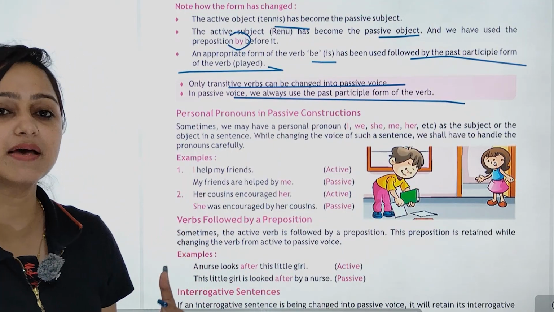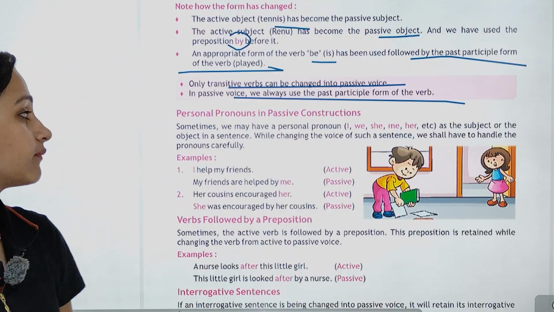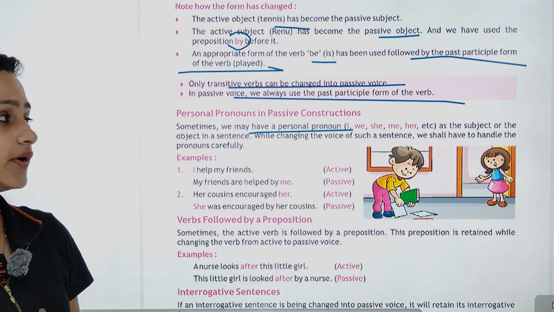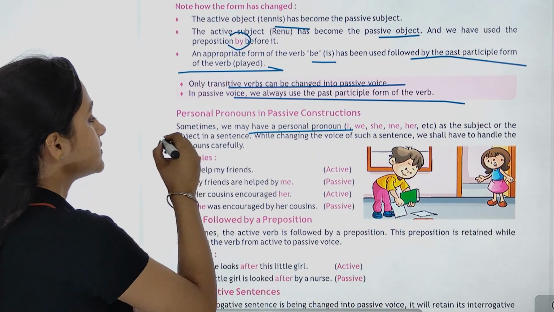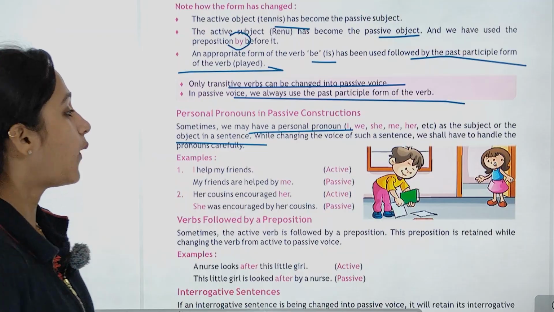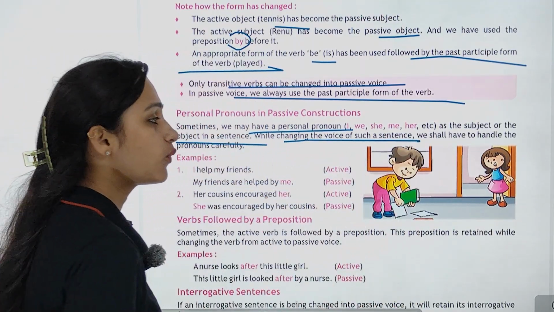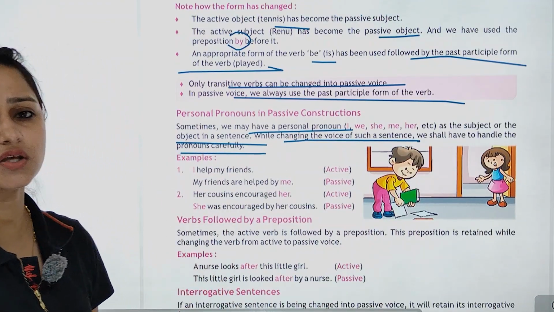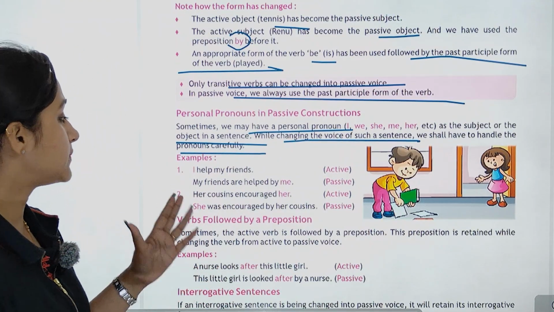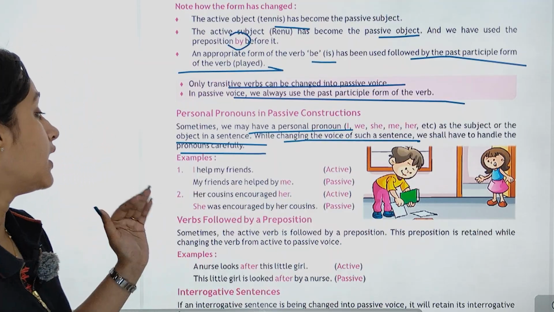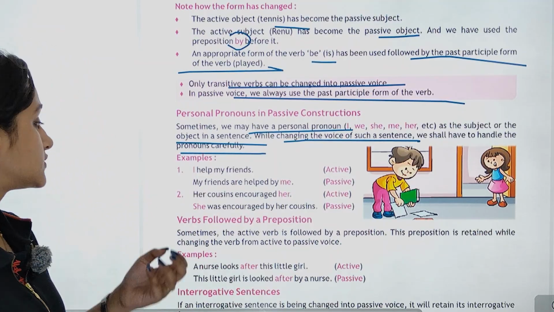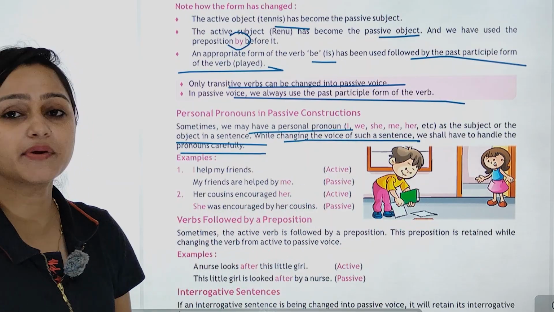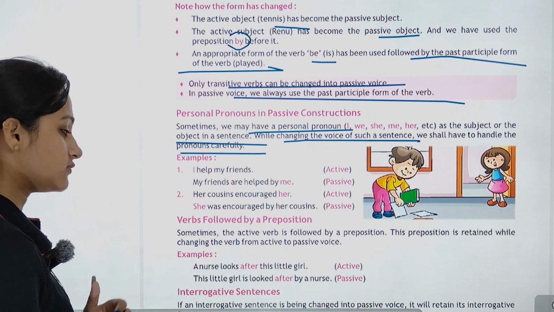Now personal pronouns in passive constructions, कैसे होते हैं. Sometimes we may have personal pronouns like I, we, she, me, her, etc. as a subject or the object in a sentence. While changing the voice of a sentence, we shall have to handle the pronouns carefully. हमें pronouns को बहुत carefully handle करना पड़ता है. Like examples, I help my friends. वो active voice है. My friends are helped by me. This is passive voice. Her cousins encouraged her. एक्टिव वॉइस है. She was encouraged by her cousins, वो पैसिव वॉइस है.